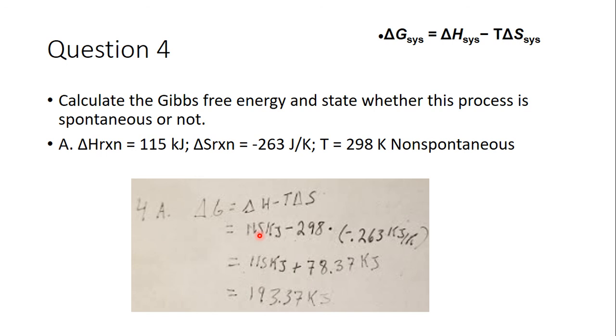So plug in my value for delta H, 115, minus 298 times, so here is our problem again. Delta H is in kilojoules, delta S is in joules. Both of these need to be in the same unit. So what I did is I took delta S divided by 1,000 and now it's in kilojoules. So multiply 298 by negative 0.263. I get 115 plus 78.37 equals 193.37. My delta G is positive. Positive means non-spontaneous.